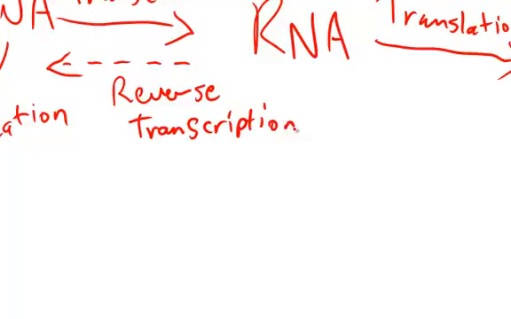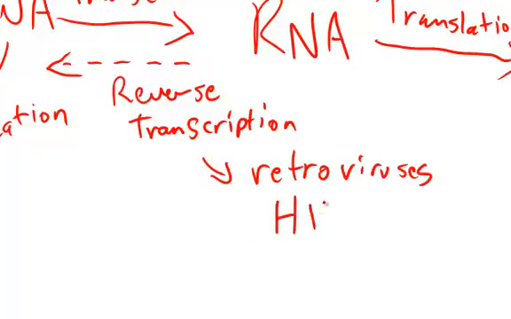This is done only by retroviruses, or it's done commonly by retroviruses, I should say. Retro means going backwards, and so going from RNA to DNA is considered a backwards flow of information of sorts. An example of a retrovirus would include HIV, which of course causes AIDS.